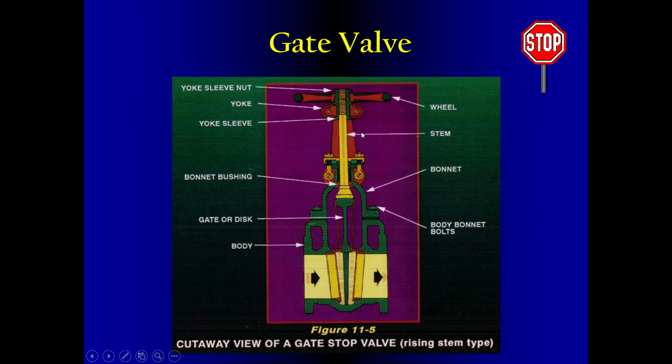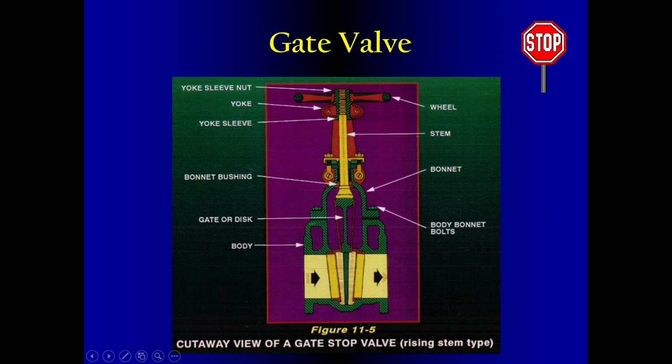The construction of the gate valve is that the wheel is attached to the stem. Here we can see the bonnet bushing, then the bonnet. The gate or disc is this. Then the body. So this is the cutaway view of the gate stop valve.